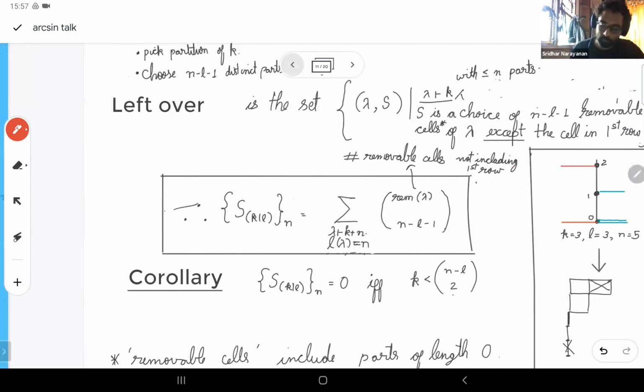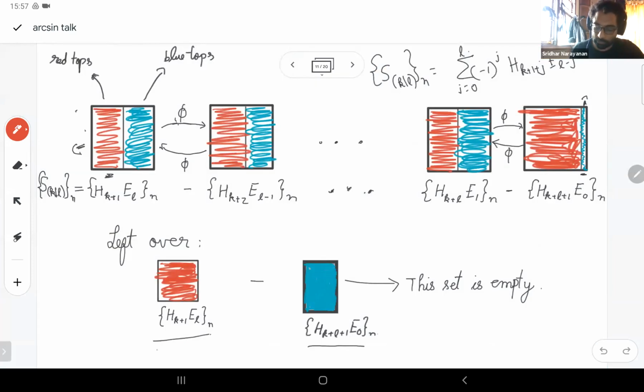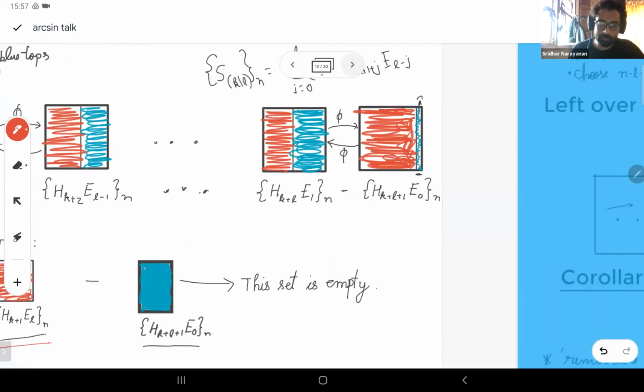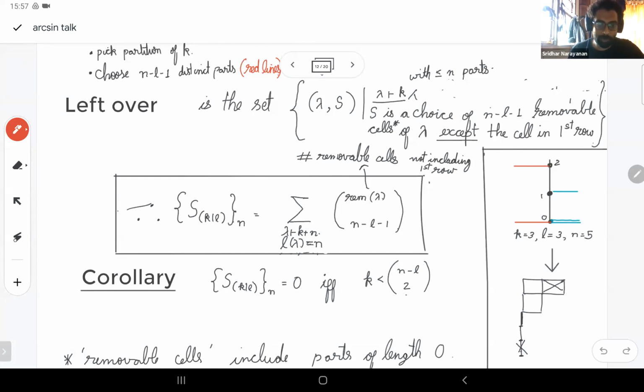We are trying to reinterpret this set over here. This set is all of the figures which have weight K plus 1, and there are L blue parts, and the top part is red, right? We can think of a figure like this as a partition and a choice of certain distinct parts of that partition. So we're going to pick a partition of K plus 1 technically, but the first part is going to be a distinct part, so it is unique. So we may as well pick a partition of K and just add a box to the first one.